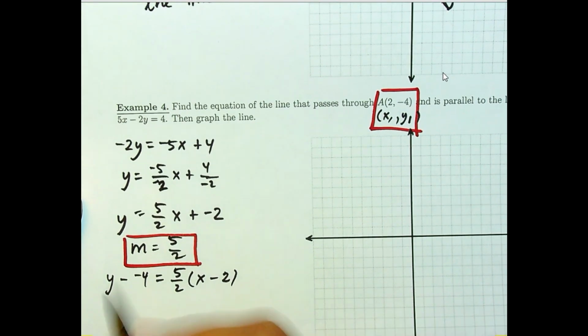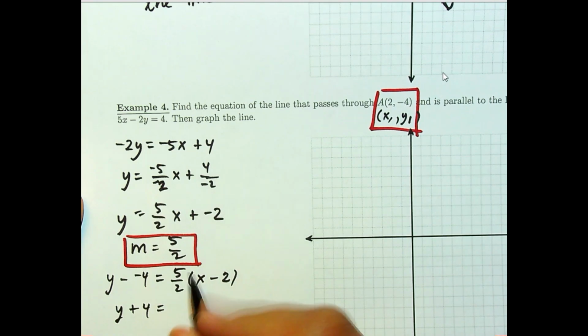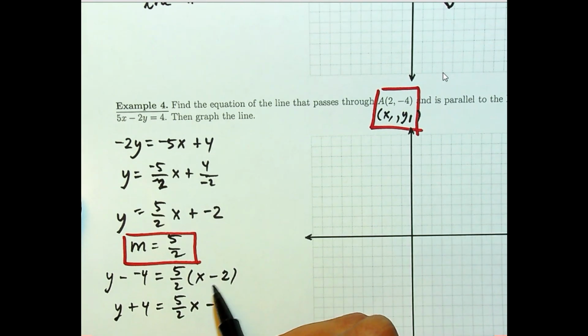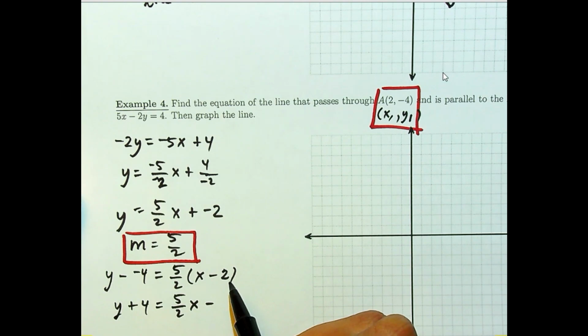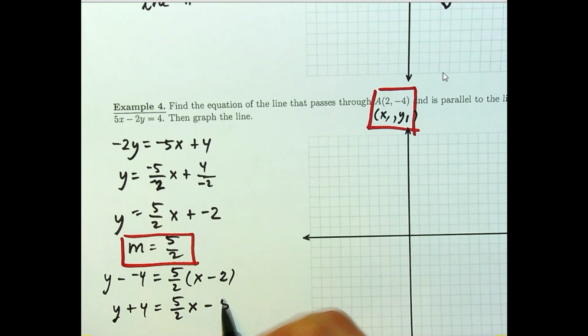Okay, now let's simplify this. This is y plus 4. Distribute this. 5 halves x. 5 halves times negative 2. That gives you negative 5 because the 2's cancel.